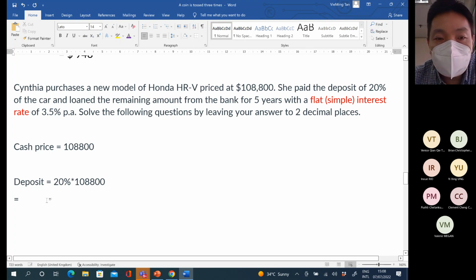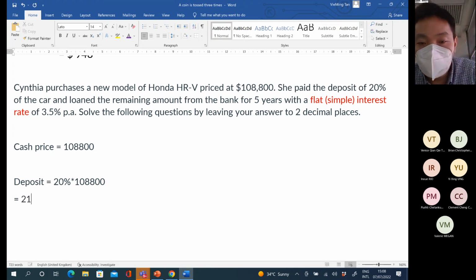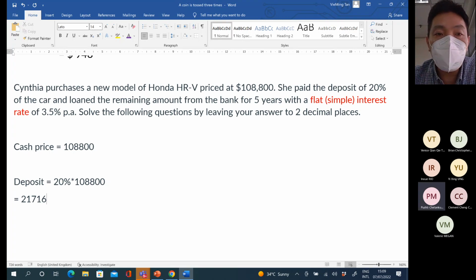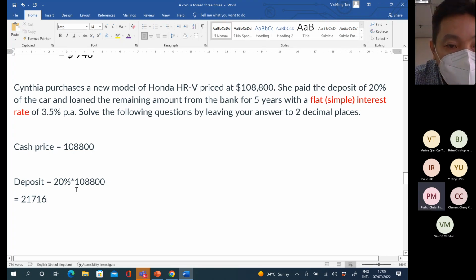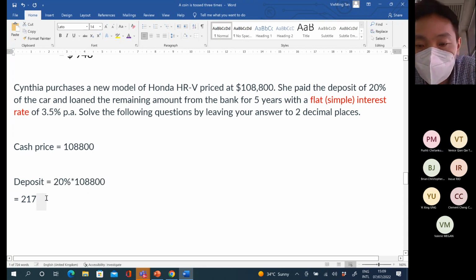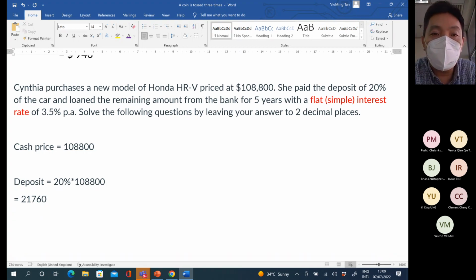So what is the answer? Deposit, how much? 21,760. Okay, so it's whole number. Okay, all right, thank you. So 21,760. Okay. So this is the deposit that has to be paid by Cynthia to Honda.